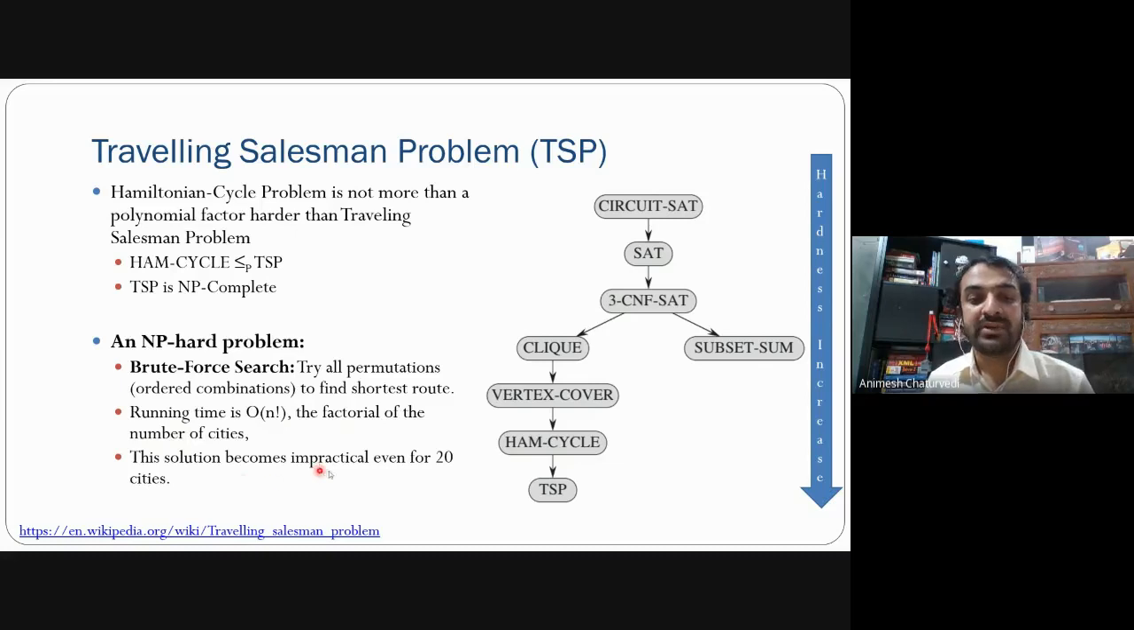Then the solution becomes impractical when you just want to do it for 20 cities. It means 20 factorial is a very large number. That's why this whole thing becomes very complicated to solve, because order of 20 factorial is very large.